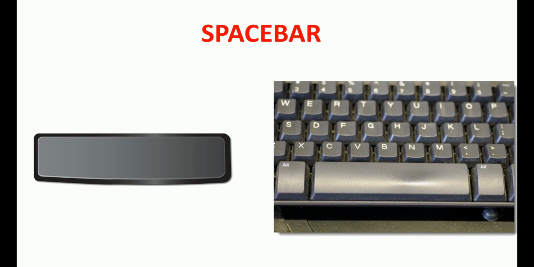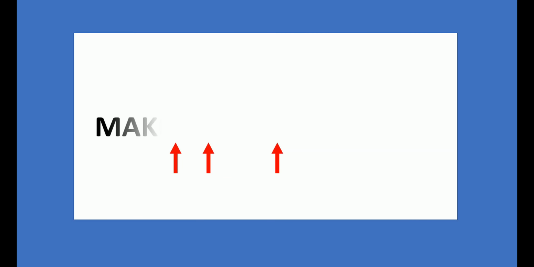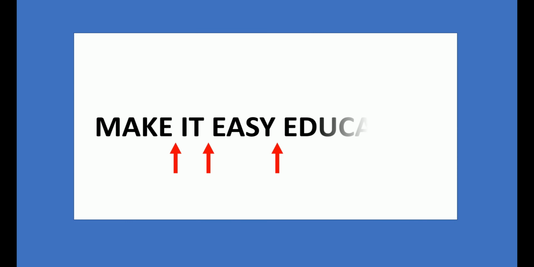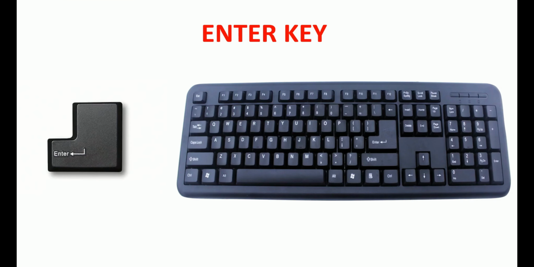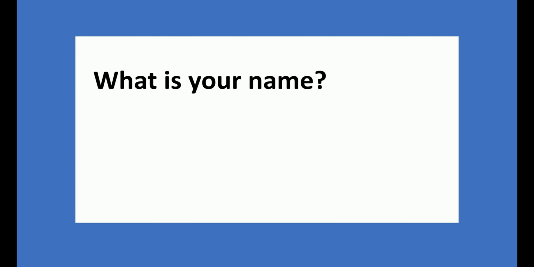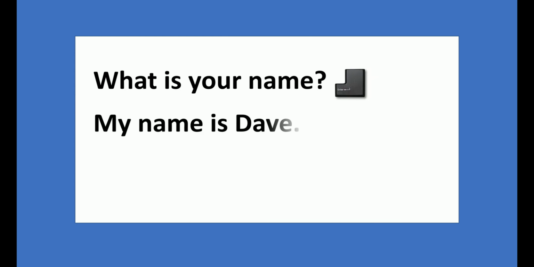Spacebar key. There is one spacebar key, and it is the longest key on the keyboard. The spacebar key gives space between the words. Caps lock key. There is one caps lock key on the keyboard. The caps lock key is used to type the letters in uppercase. Enter key. There are two enter keys on the keyboard. The enter key, when pressed, it moves the cursor to the next line.